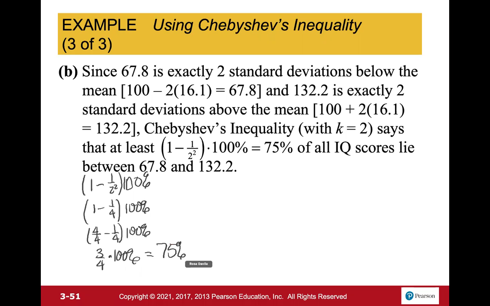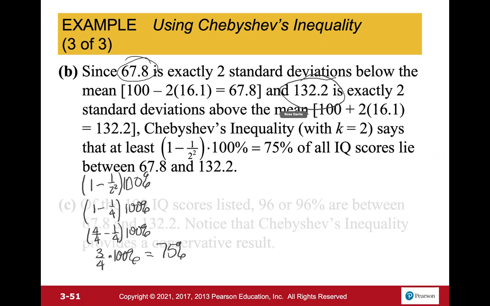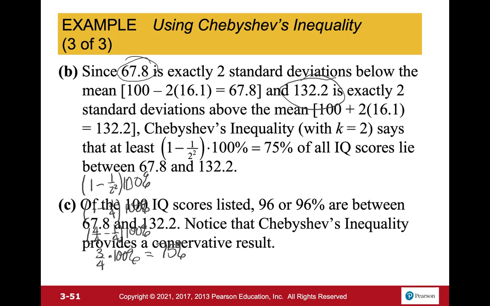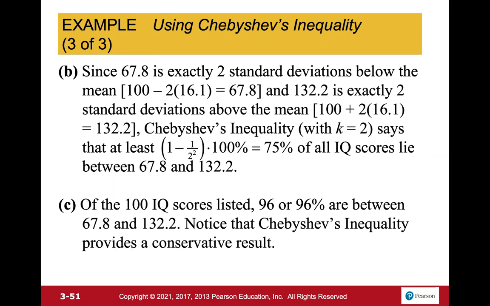So 75%. So we could say that at least 75% of the data fall within 2 standard deviations, or at least 75% of the data fall between 67.8 and 132.2. Part C. If 100 IQ scores are listed, 96, or 96%, are between these two scores. Notice that Chebyshev's theorem provides a conservative result.